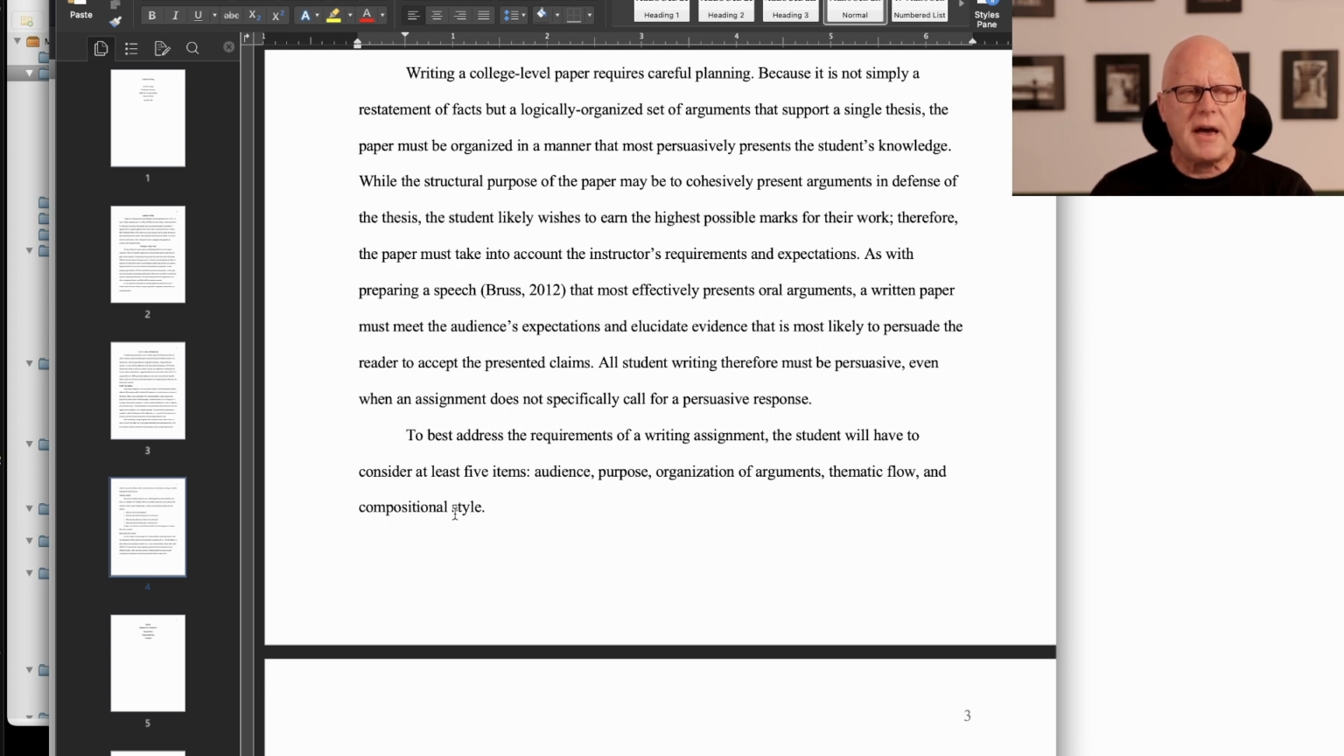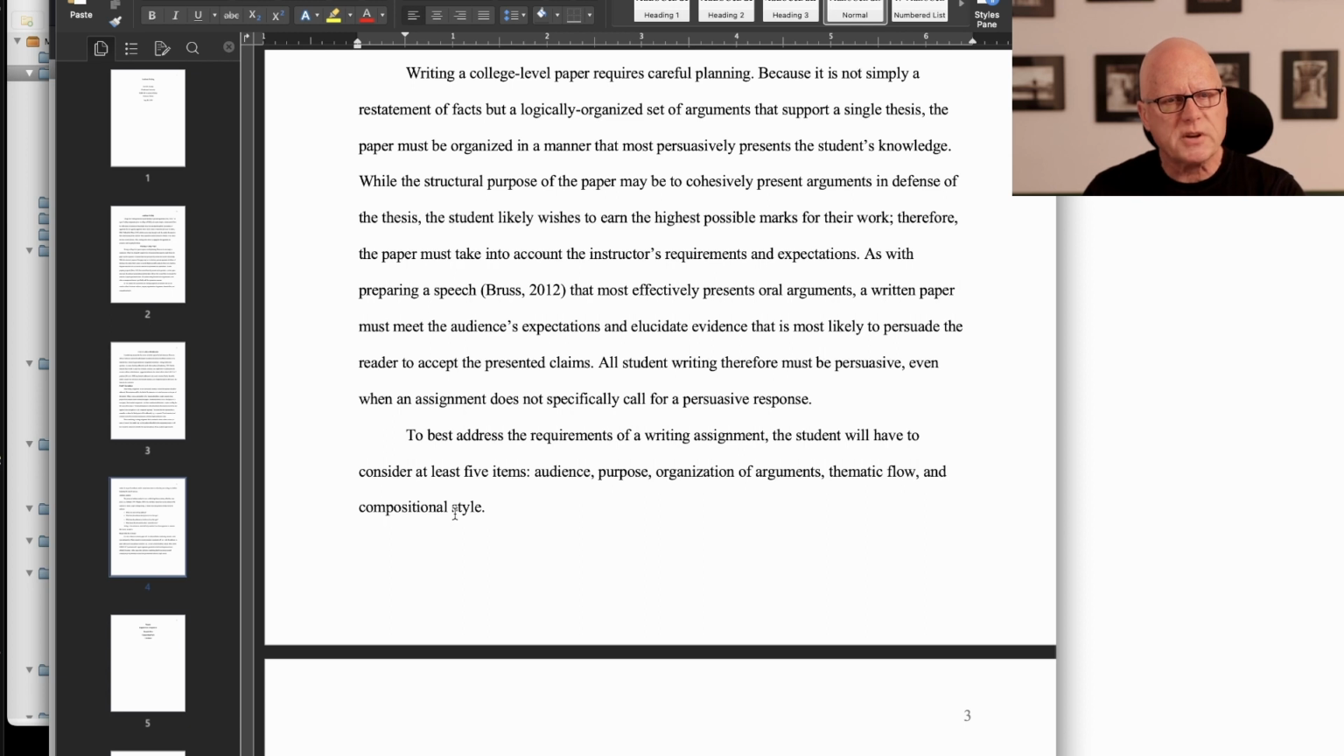In preparing either an oral presentation or a written work, and for the remainder of this series, I'm going to address primarily written papers. The student needs to address 5 critical functions. The student must know to whom they are addressing their paper. In other words, who is the audience?